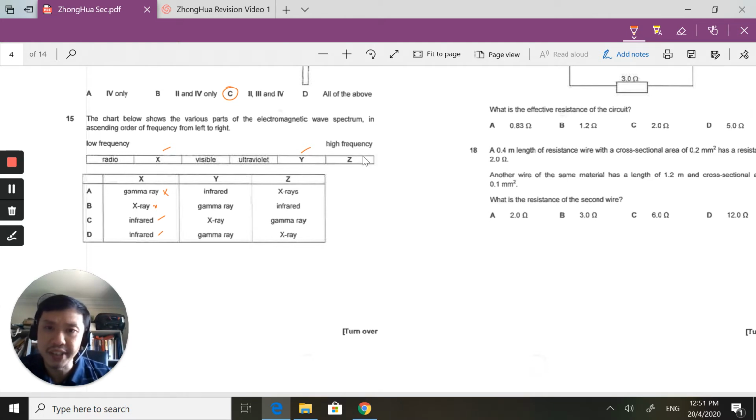Y. So let's do Z first. Yeah, Z. So we got to compare these two. Which one comes first? X-ray comes first before gamma, right? So it is here. So therefore the answer is C.